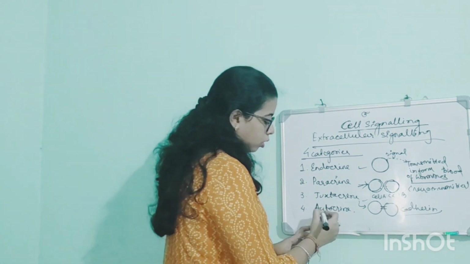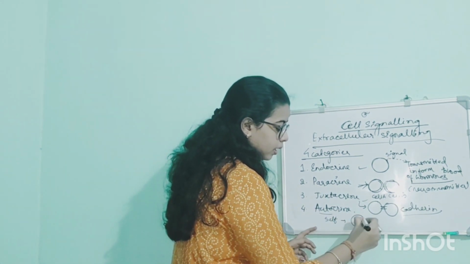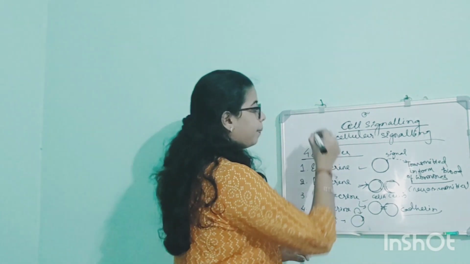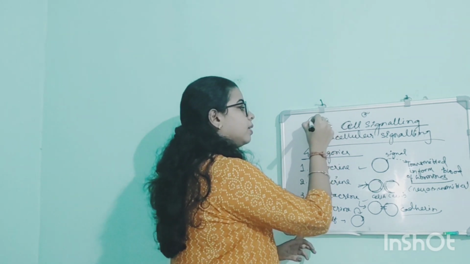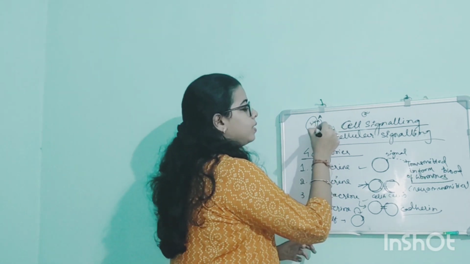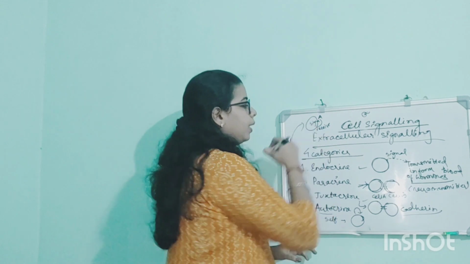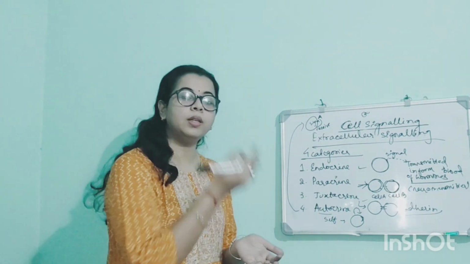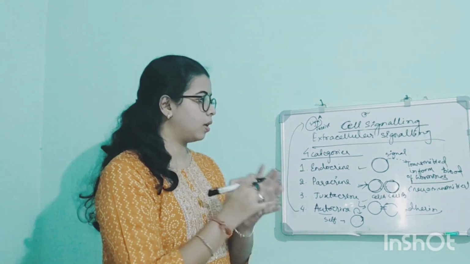And autocrine. Auto means self. The one which sends the signal will receive it. Suppose cell A sends the signal or creates the signal, cell A only will receive the signal. This is the characteristic feature of autocrine signaling. That means it will only create the signal and it will only receive the signal. So these are the four categories of extracellular signaling.